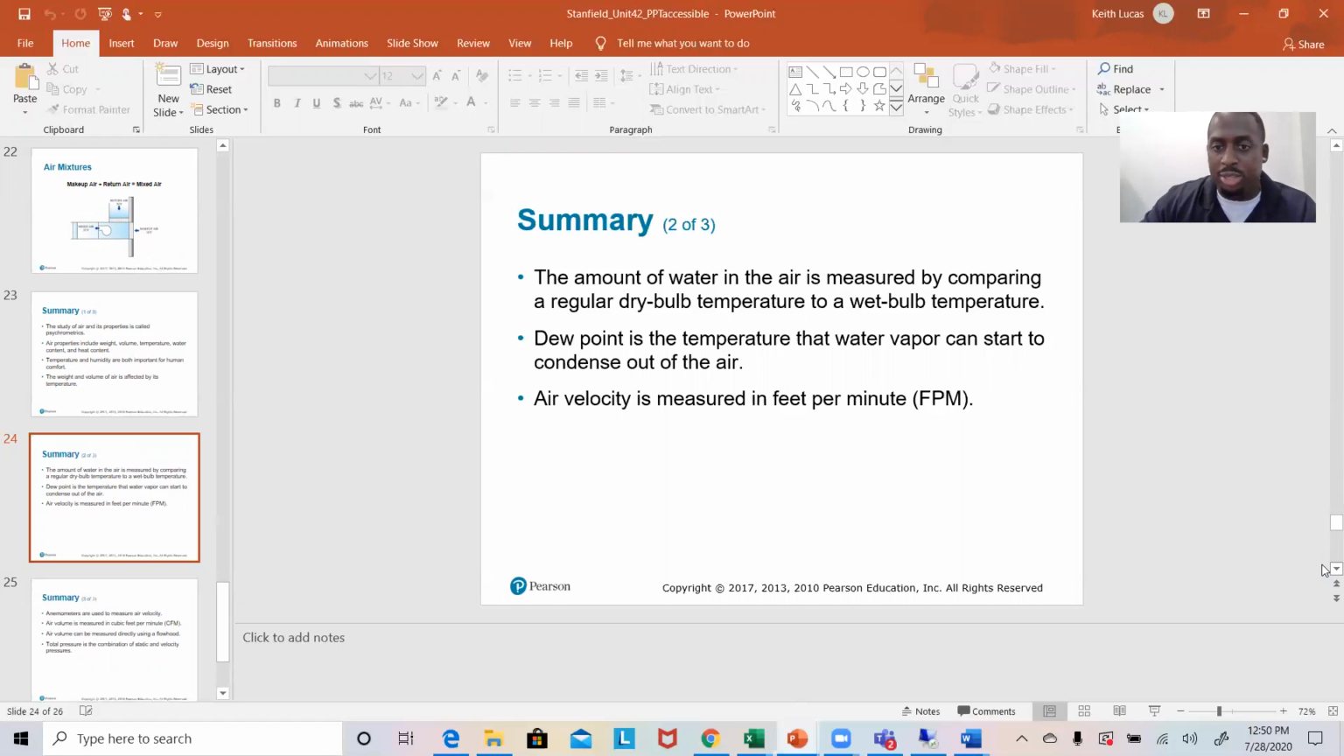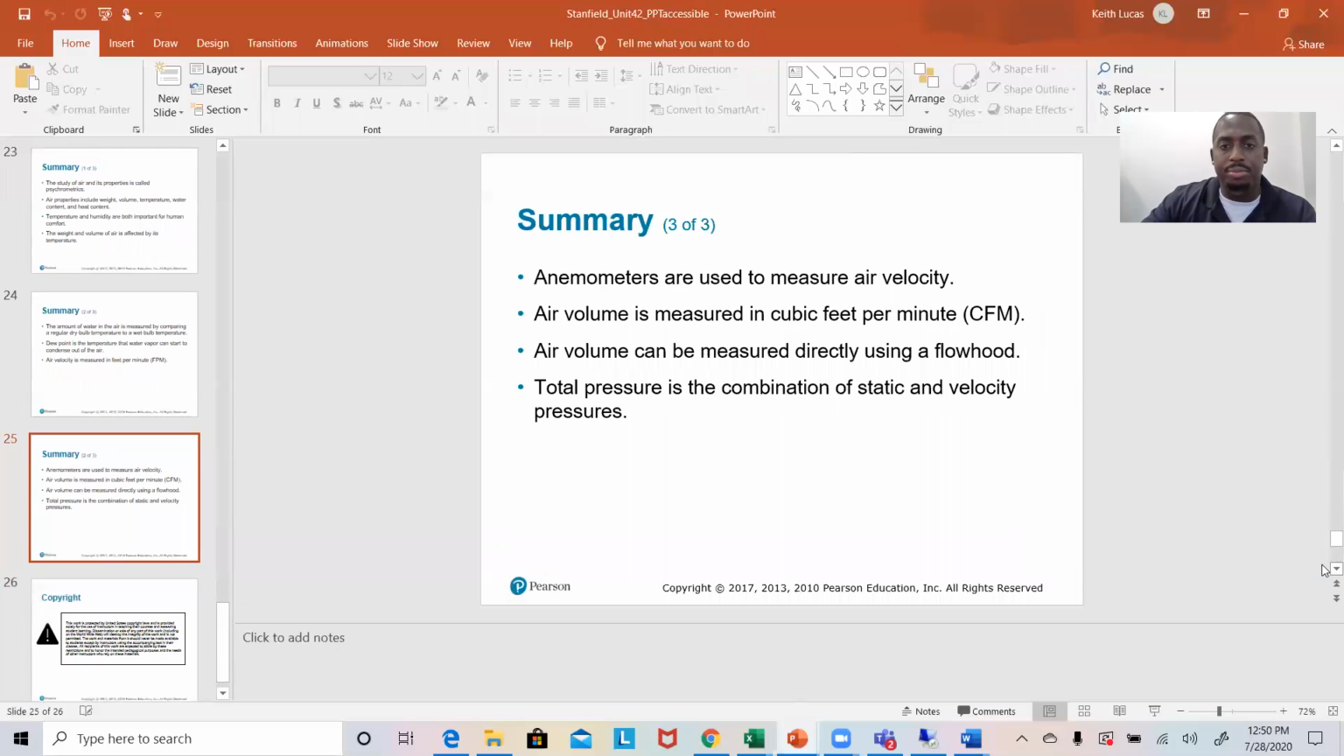Air velocity is measured in feet per minute. Anemometers are used to measure air velocity. Air volume is measured in cubic feet per minute. Air volume can be measured directly using a flow hood. And total pressure is the combination of static pressure and velocity pressures. So that is psychrometrics for you right there.